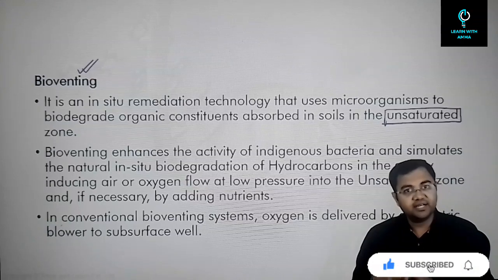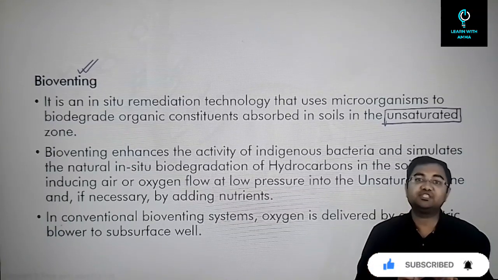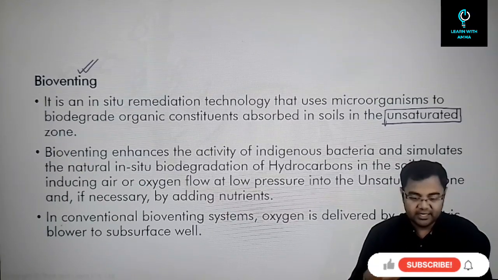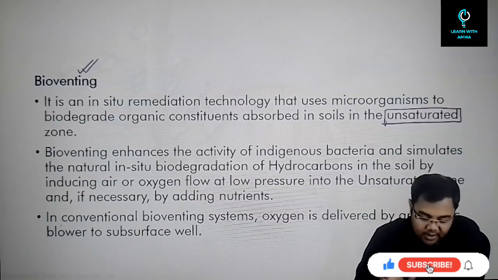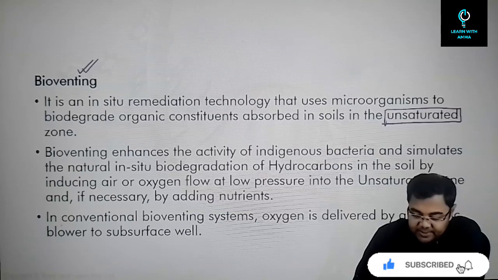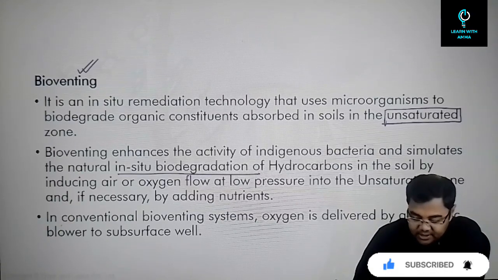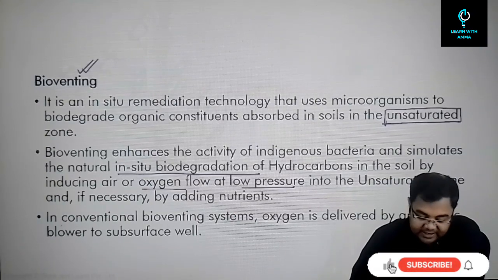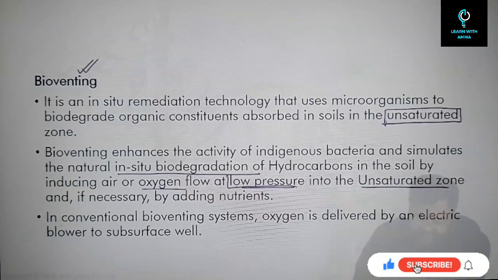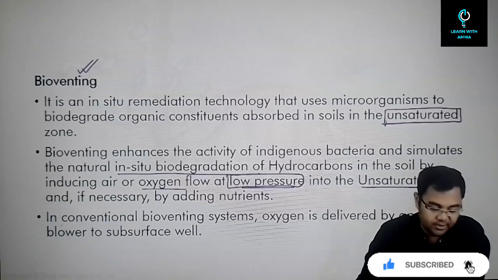So air and nutrients will be supplied to the microorganisms. As they receive these nutrients and the oxygen, they will start to work in a faster manner. The entire process will become faster, and that's why the decomposition process will also become faster. So bioventing enhances the activity of indigenous bacteria and stimulates the natural in situ biodegradation of hydrocarbons in the soil by inducing air or oxygen flow at low pressure in the unsaturated zone, right? Just remember that this will happen at low pressure. Why low pressure? Because we are almost at the surface of the earth.